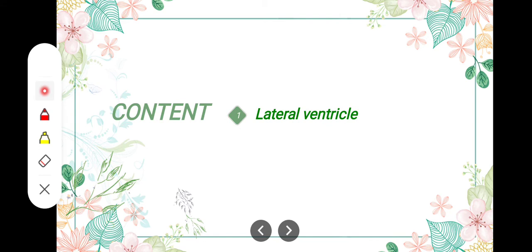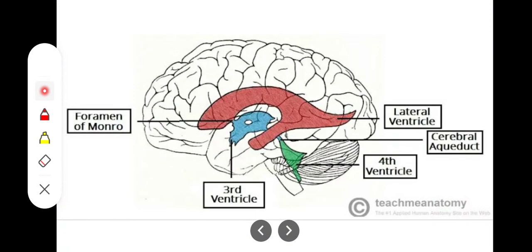In this video, we'll take a look at the lateral ventricle. We know that we have a ventricular system in our brain, consisting of four main ventricles: the lateral ventricle, the third ventricle, the cerebral aqueduct, and the fourth ventricle.